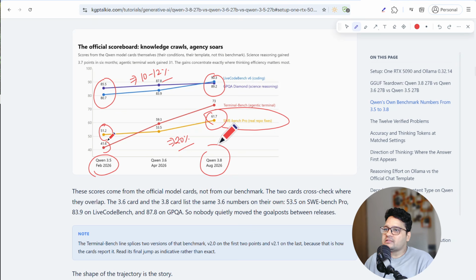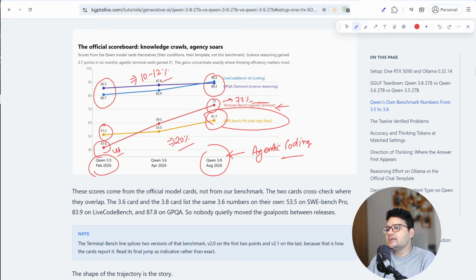But if you notice this one, this is huge. All right. So this is like a non-linear kind of gain. Okay. So this one is huge. They were sitting around 41%, but now they are sitting here at 73%. This is a huge improvement. Okay. So you need to put your attention on this particular part, agentic terminal. Okay. That means Qwen 3.8 is really doing good in agentic coding. All right. So in the agentic coding part, it is really good.